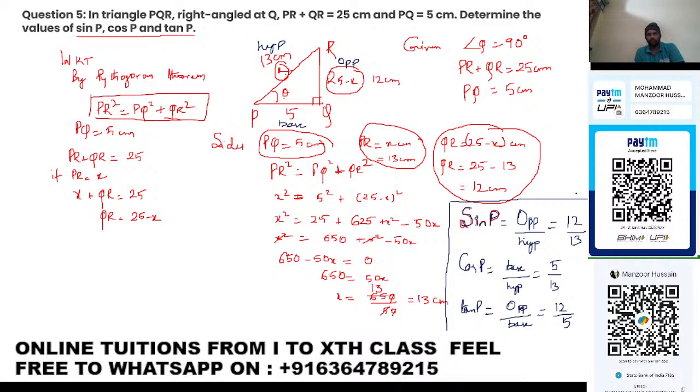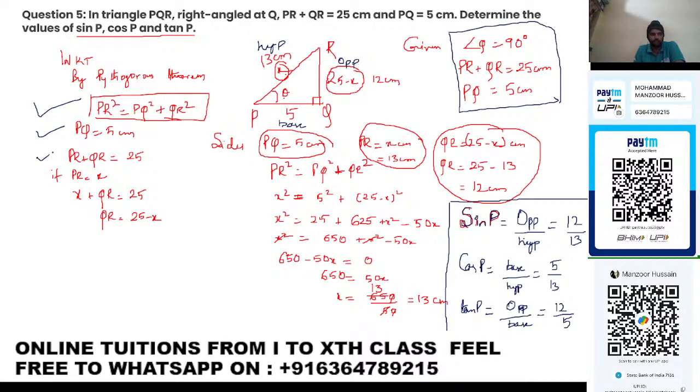So let us revise what we have done. The given things are Q is equal to 90 degrees, PR plus QR is equal to 25 centimeters, and PQ is equal to 5 centimeters. We started by writing the Pythagoras theorem: if a right angle triangle exists, then PR square, that is hypotenuse square, is equal to the sum of the other two sides, PQ square plus QR square, in which we know PQ, but we do not know PR and QR separately.